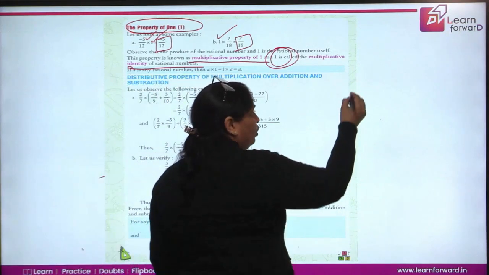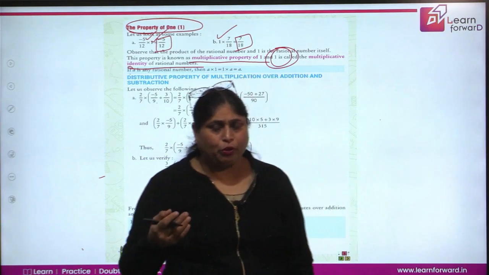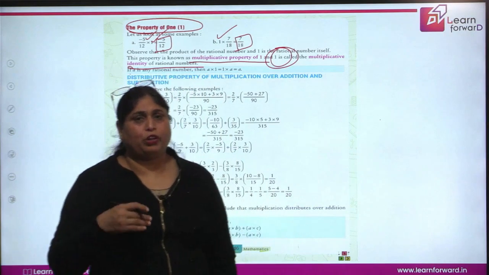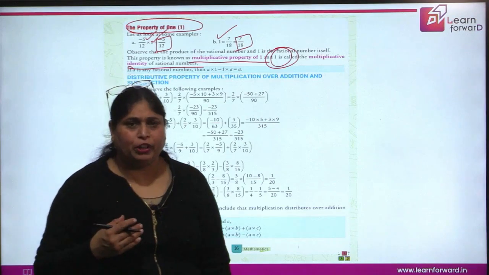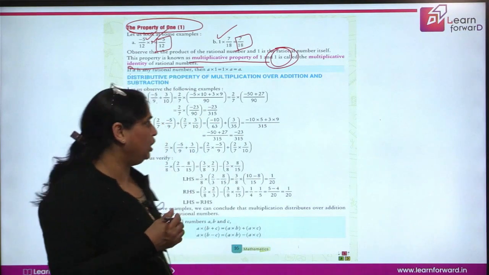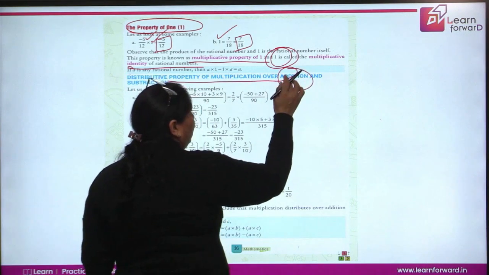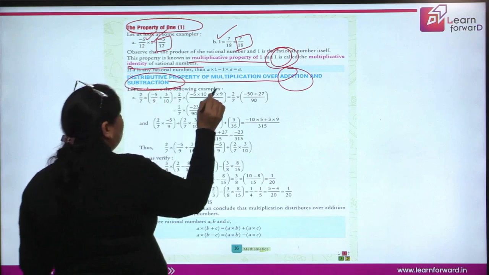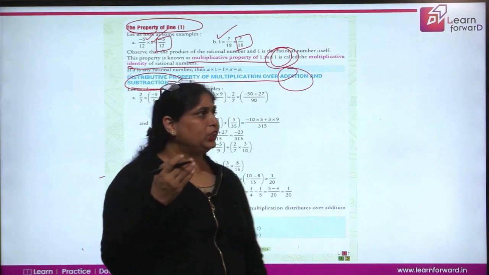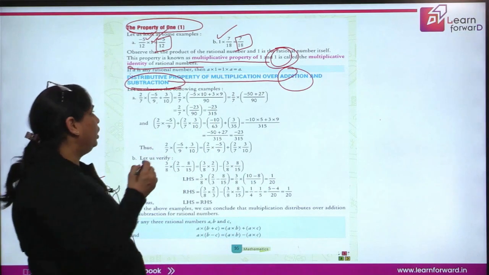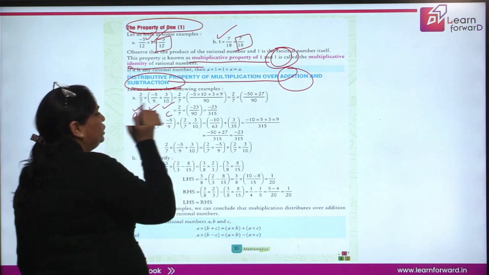So we have done the commutative property, associative property, property of 0, property of 1, and one very important property of rational numbers, the distributive property of multiplication over addition and subtraction. Here we are taking 3 rational numbers. This is A, this is B, and this is C.